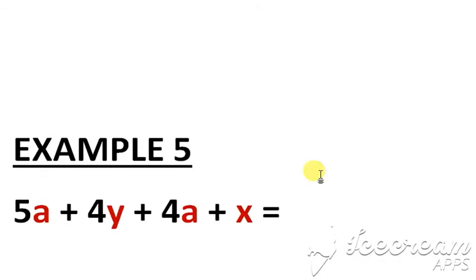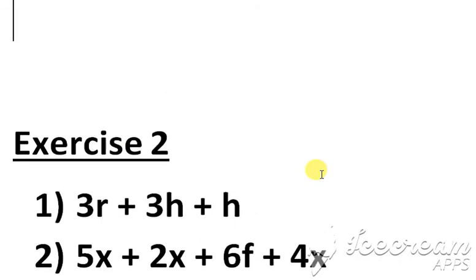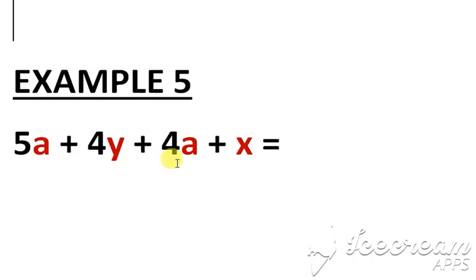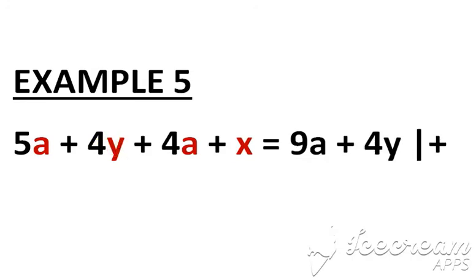Now let's look at example 5. Example 5 says 5a plus 4y plus 4a plus x. In this case, 5a and 4a have the same variable, so we add up the two numbers to have what? 9a. Then we also have another variable, y. Another number with y? No. So we just put plus 4y. Then we also have another variable, which is what? x. Is there another number with x? No, we just put x. Is that correct? I hope we are correct here.